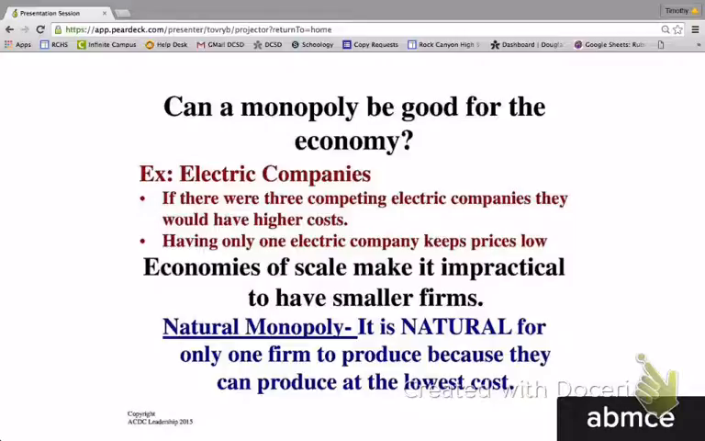When this condition exists, when there are economies of scale over a long range, and it makes more sense to have one company producing at a lower average total cost than multiple companies producing at a higher cost, then we call that a natural monopoly, because it is natural for only one firm to produce rather than multiple firms, because they can produce at the lowest possible cost. And that makes it good for the economy.